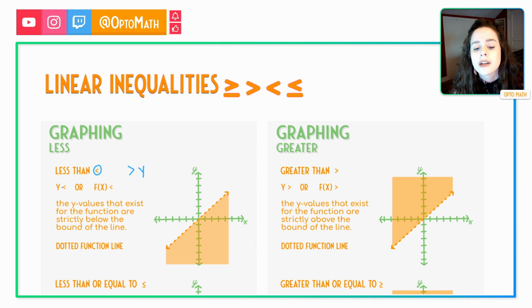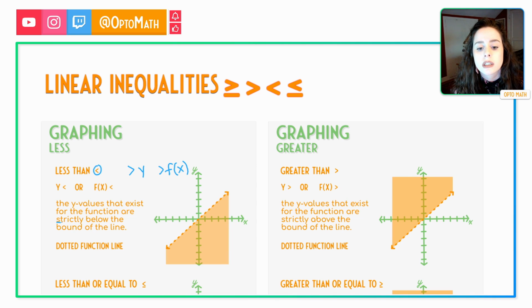Same thing over here. The part that's closed on that V-looking symbol, which is less than, is right next to the y. So both of these mean less than, and this also means less than, but only with the function notation of f of x. So either of these mean the same thing. But typically we have our y or f of x on the left-hand side of the equation. That's not always true. The y values that exist for the function are strictly below the bound of the line.